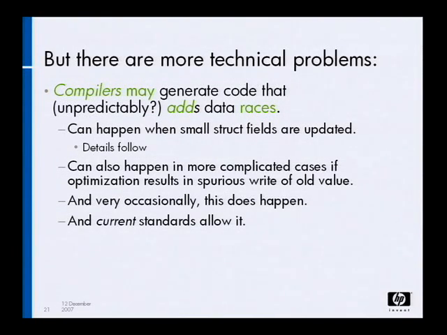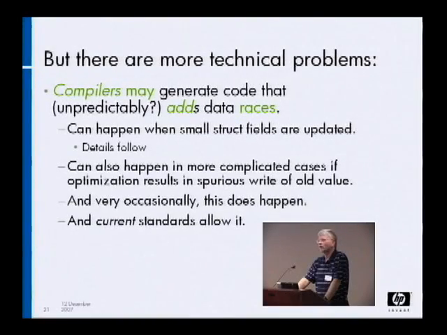It turns out this can also happen in more complicated cases if clever optimizations result in speculative stores, basically. If they result in writes back to locations that weren't written in the source, the compiler will have to be careful that what it's writing back is what it thought was there before. On the other hand, in a multi-threaded application, it's not safe to do that necessarily, because by just writing back what was there before, you may be hiding an update in a different thread. Very occasionally, this actually does happen, and the annoying thing is that if you look at the current standards, it's not at all clear that this is disallowed, at least.